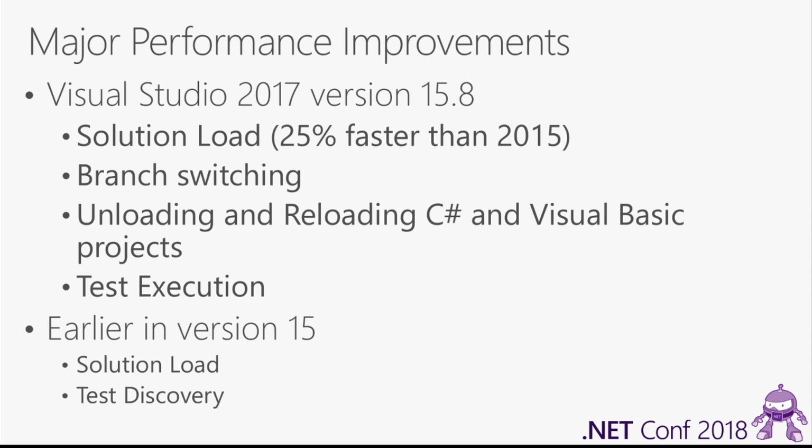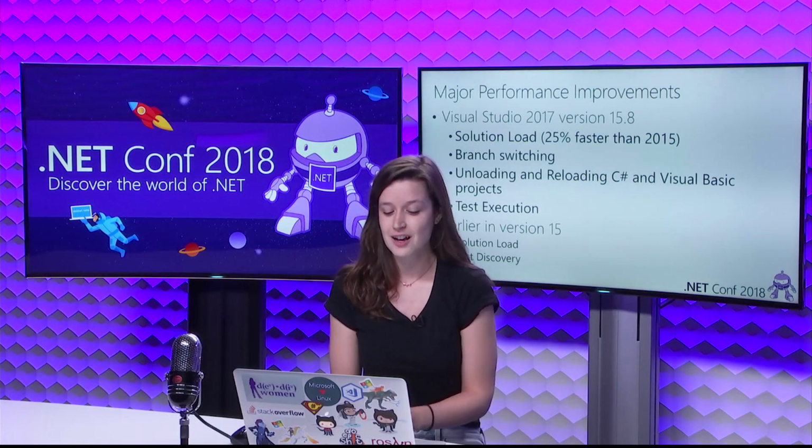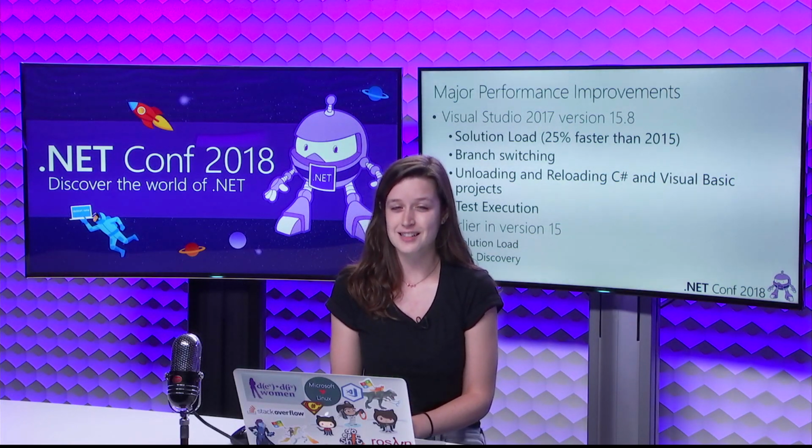If you ever wanted to do a blog post about how much better it is working for your solution, I'd really love to see it. Something we also focused on improving performance for is branch switching. That can really interrupt your development flow if you're not being able to switch in between branches really quickly, so we are focusing on that. We also focused on unloading and reloading C# and Visual Basic projects, making that a lot faster, as well as test execution.